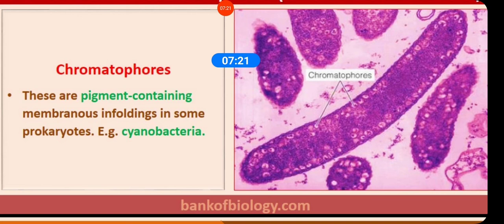Then there are chromatophores. These are pigment containing membranous enfoldings in some of the prokaryotes. These are the membranous structures which are present in some prokaryotes, like in cyanobacteria. They are the internal membrane system of photosynthetic forms which possess photosynthetic pigments, and these pigments are light reflecting. They reflect the light, and they act as photosynthetic pigments.